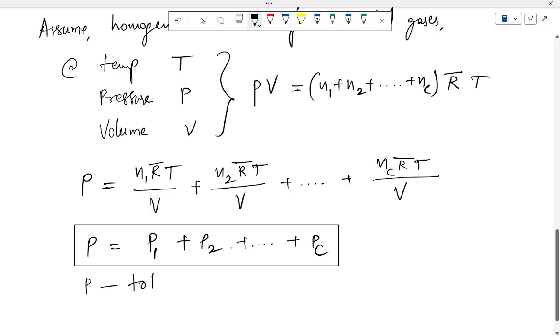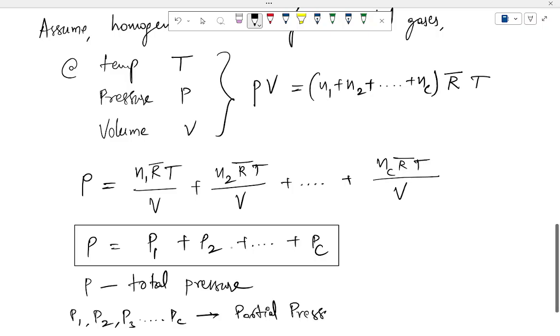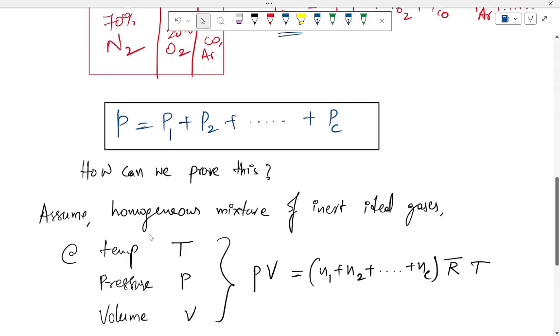P is the total pressure, and P1, P2, P3 and so on up to PC are called partial pressures. So this is the basic understanding of our Dalton's law of partial pressures.